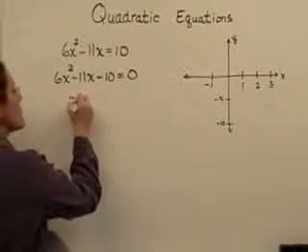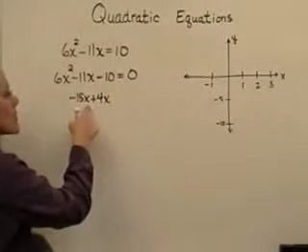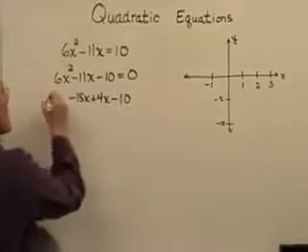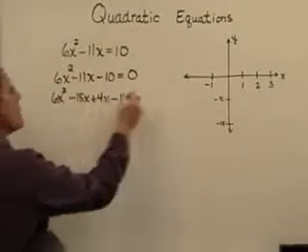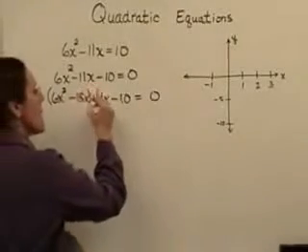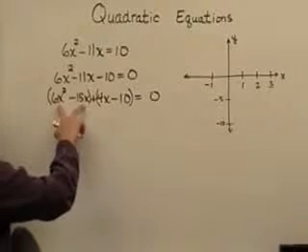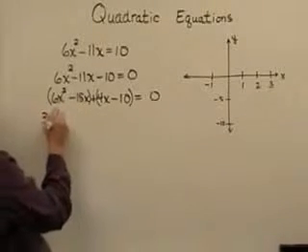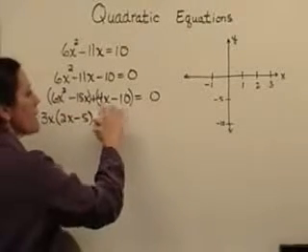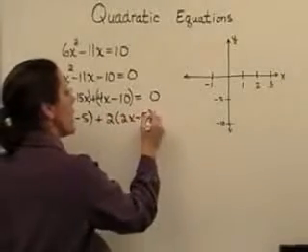So I'm going to write this as a negative 15x plus 4x. I am replacing this minus 11x with these two terms. Then I'm going to bring down the minus 10 and the 6x squared. And now I'm going to factor it by grouping. So I group the first two, and I group the last two, and I look for the greatest common factor in each group. Here it's a 3x, so I factor that out, and I'll need a 2x minus 5 here. Here the greatest common factor is a 2, and I'll need a 2x minus 5.